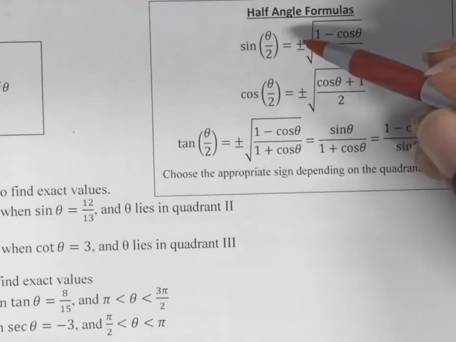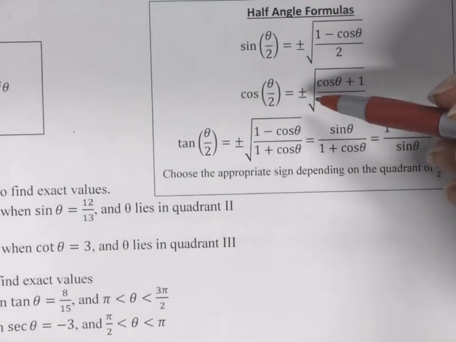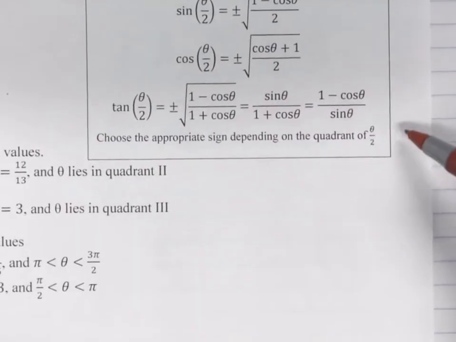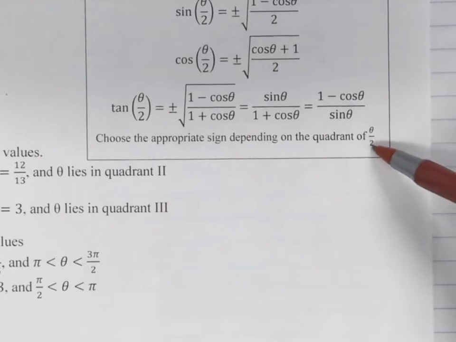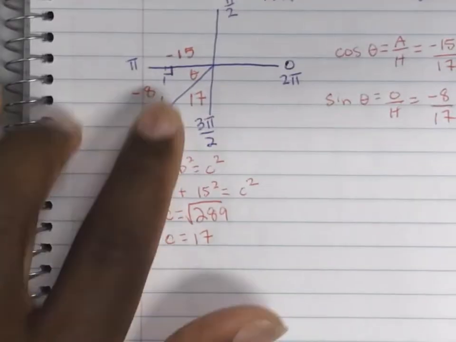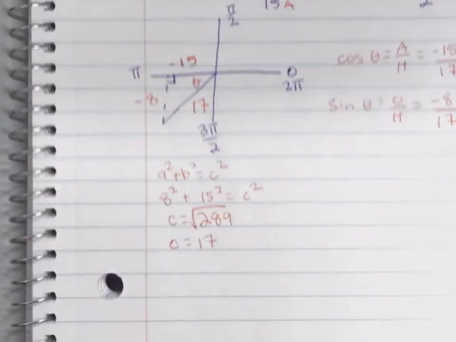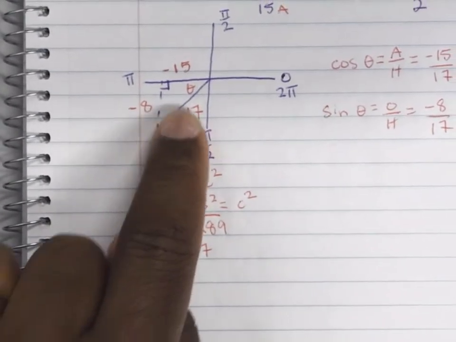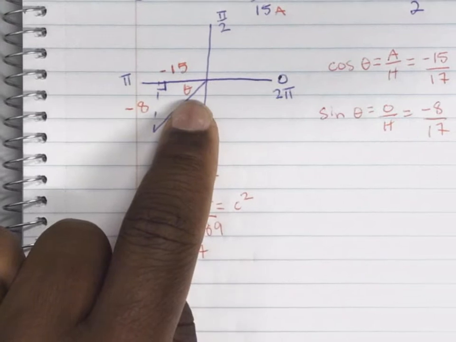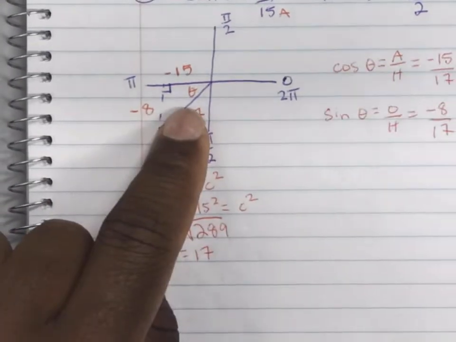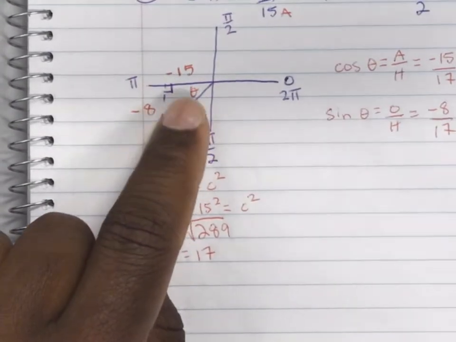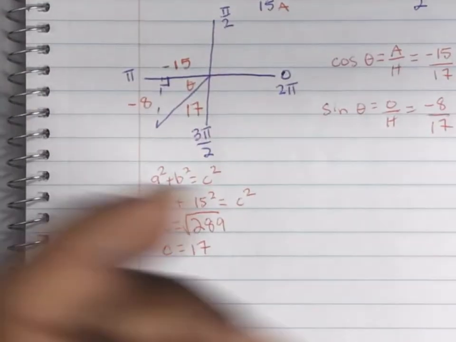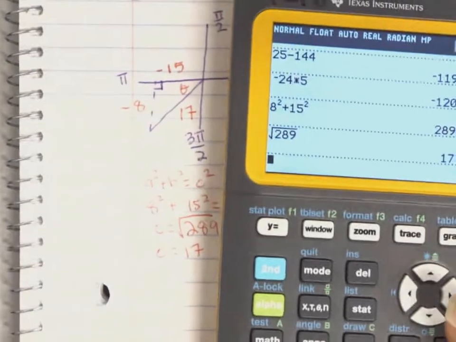Now, when we use these two, we need to decide on the sign. Just remember, you choose the appropriate sign depending on the quadrant of theta over 2. In this third quadrant, we only have theta, so this isn't where the half angle is. I actually will do half of this. Half of this angle will be in the second quadrant. And I'll give you some angles that are in the third quadrant and we'll do half of it.